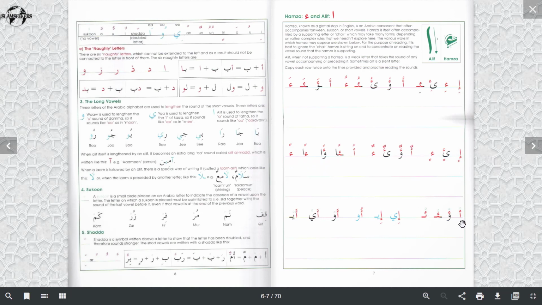Line 3. Hamza with sukoon cannot be pronounced unless there is a vowel before it. We will now move on to Hamza with the lengthening letters.